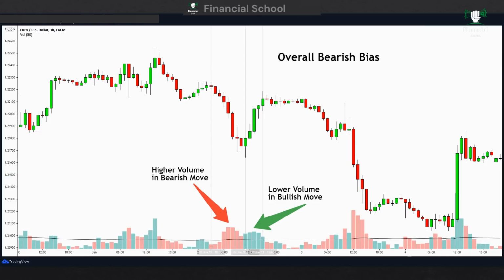In this other chart, we can see how volume might be used for the detection of the overall market bias. When volume in the upward movements is higher than the volume in the downward movements, we have a bullish bias. When volume in the downward movements is higher than the volume in the upward movements, we have a bearish bias. In this chart, we can see an example of a bearish move and a bullish move where the bearish leg produces a higher volume than the bullish leg. We can view this as an overall bearish bias.